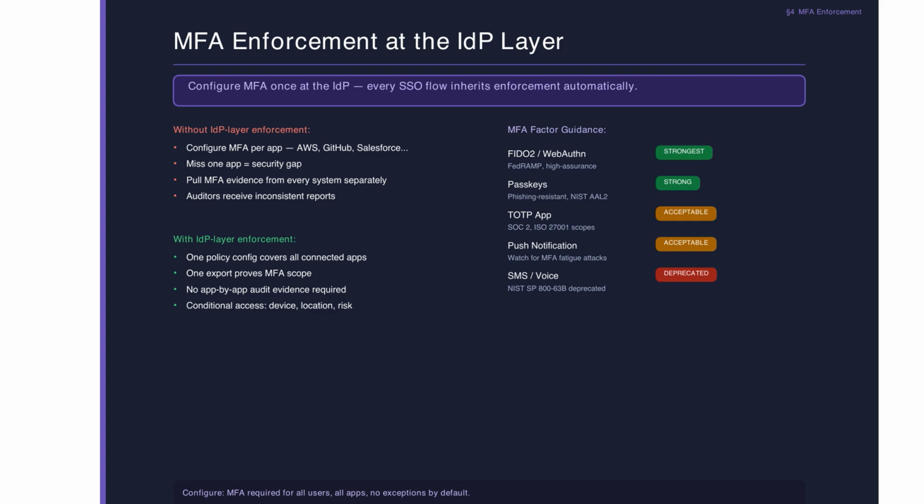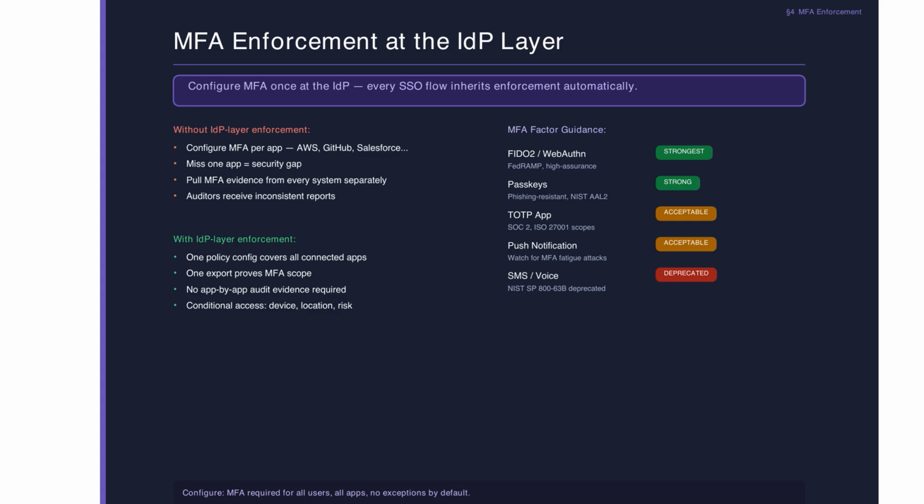Not all factors are equal. FIDO2 and WebAuthn are the strongest, suitable for FedRAMP and high-assurance environments. Passkeys are strong and phishing-resistant, meeting NIST AAL2. TOTP authenticator apps are acceptable for SOC 2 and ISO 27001 scopes.